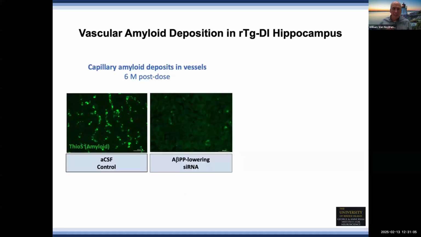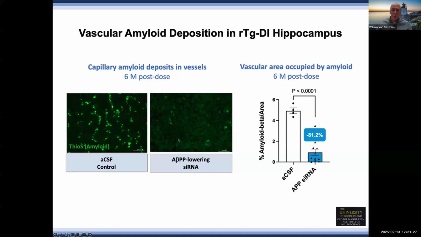We then looked at vascular amyloid deposition. On the left, again, stained with thioflavin S to see the capillary CAA, as I showed in earlier slides. The artificial CSF control, we see, again, extensive amounts of capillary amyloid. In the case of the APP siRNA lowering treatment here, we see that the amount of vascular amyloid is decreased dramatically. We quantitated that in a number of these rats here, and we can see there's about an 80% reduction in amyloid accumulation on capillaries in these animals.